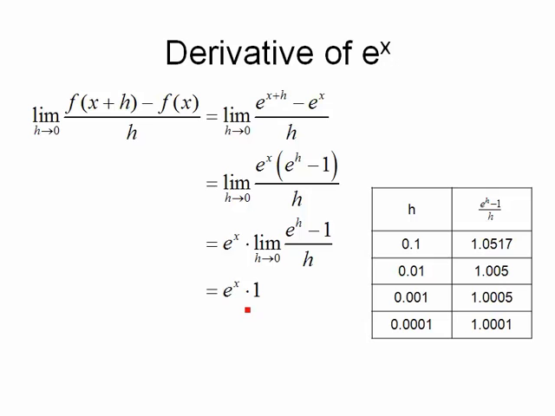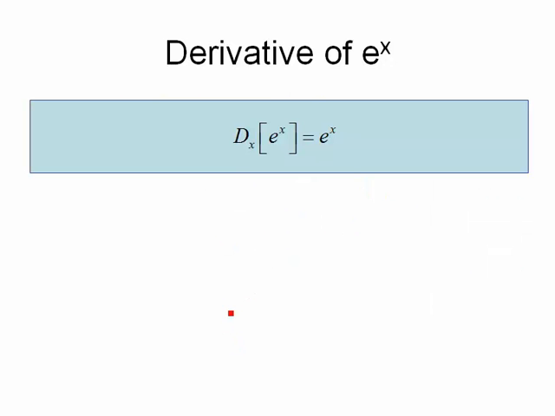So I go ahead and put that in. e to the x times 1 gives me e to the x. Based on the definition of the derivative, the derivative of e to the x is e to the x. It gives me back exactly the same thing. Here I've gone ahead and written that out. The derivative of e to the x is simply e to the x.